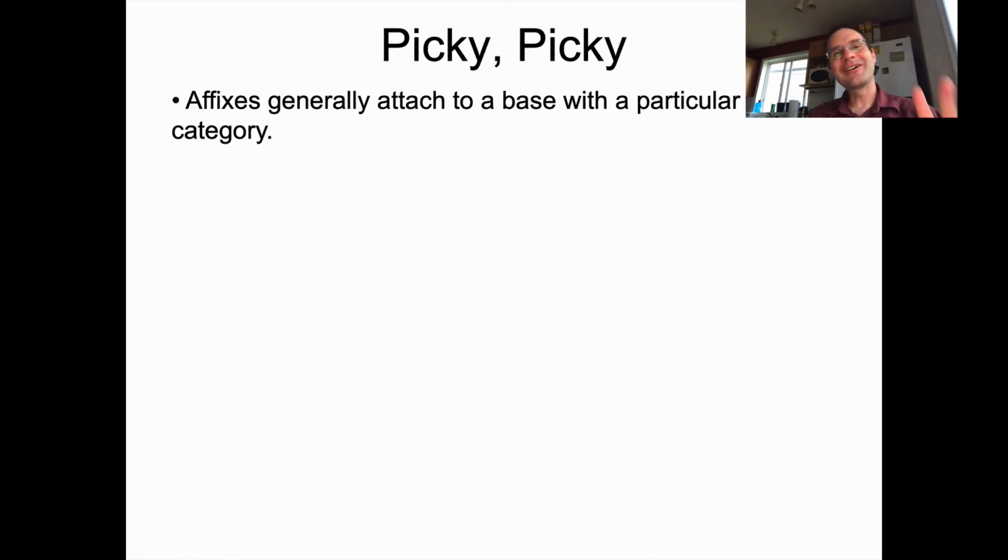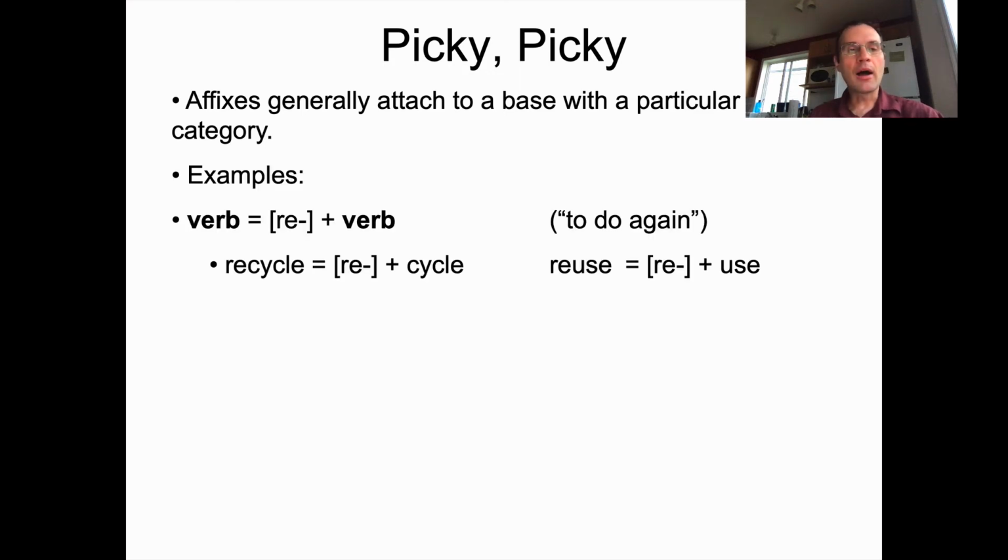Okay, so I'll reiterate this point because we're going to have to start incorporating this information into our tree diagrams: affixes generally attach to a base with a particular lexical category. We've seen a few examples before, but say this prefix re, you can add it to a verb to create another verb. It's not always obvious what these things are going to mean, but in this particular case, it's pretty easy to think of. It means to do something again.